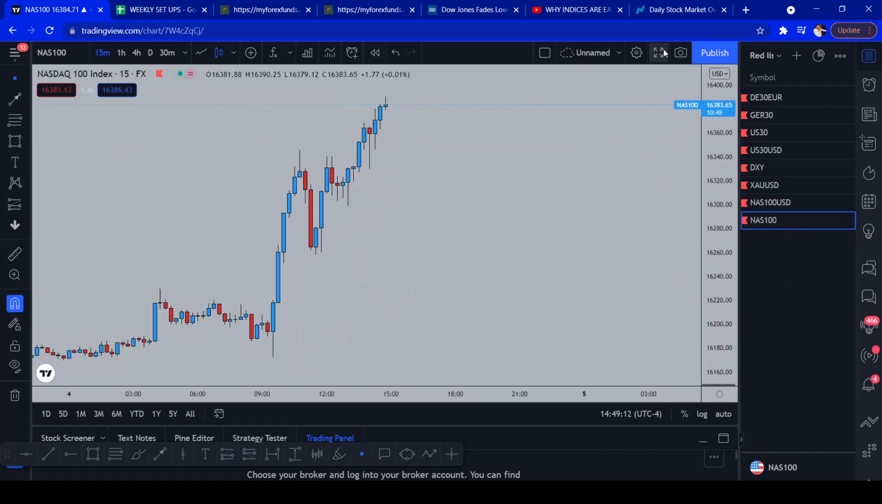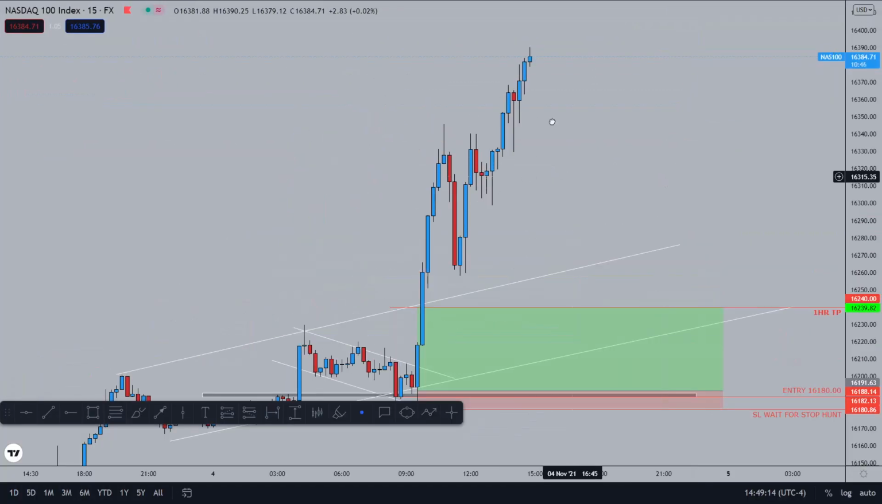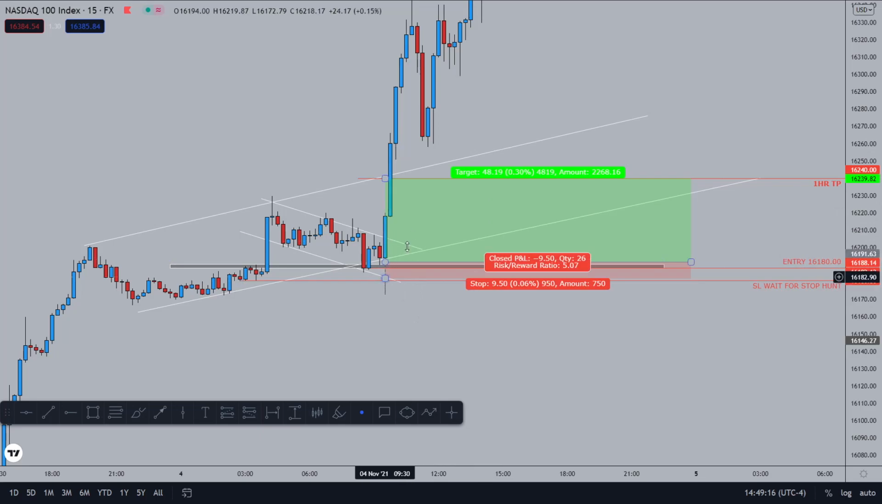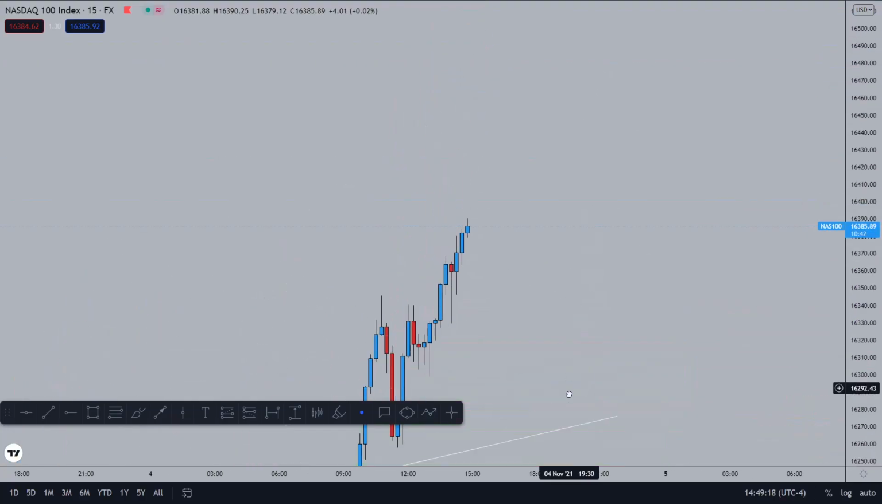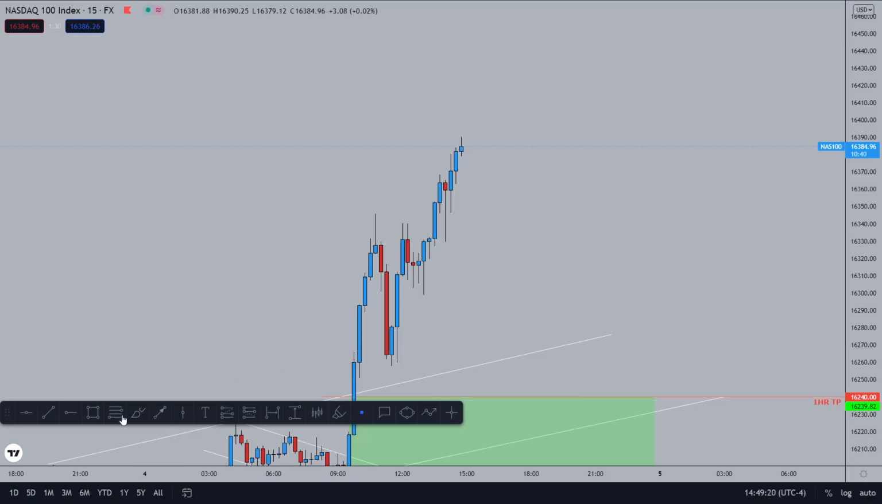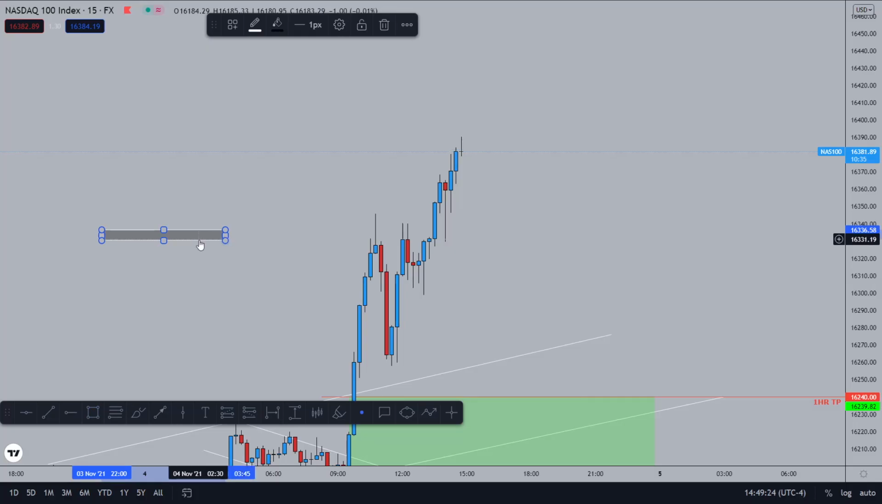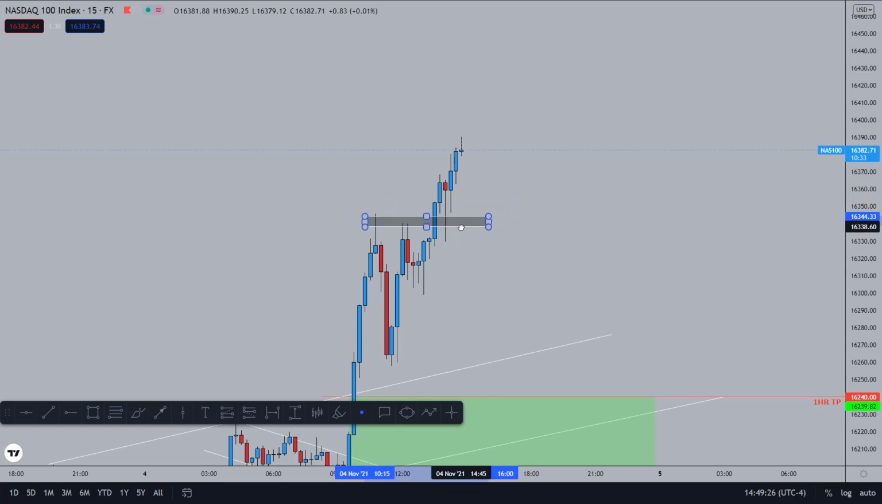Yeah, so I'll show you exactly where I had scaled in. The first entry was somewhere down here, pushes up to the upside. Then my second entry was literally over here. This is literally somewhere here. So yeah, I took profits early here because I thought, like I said, it was a 400, but it wasn't.